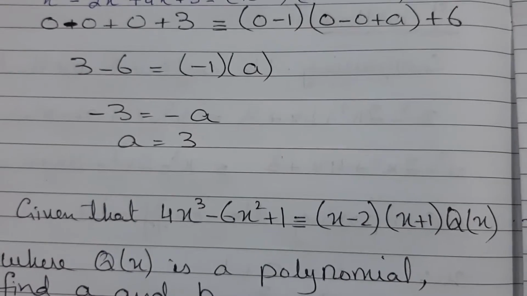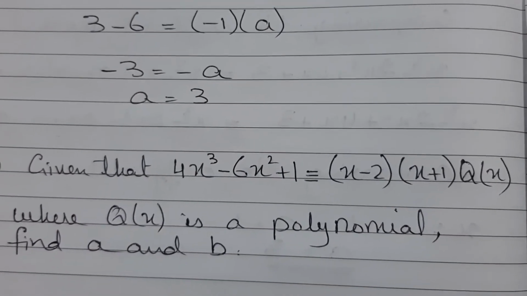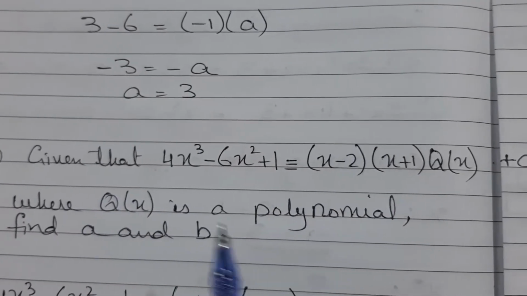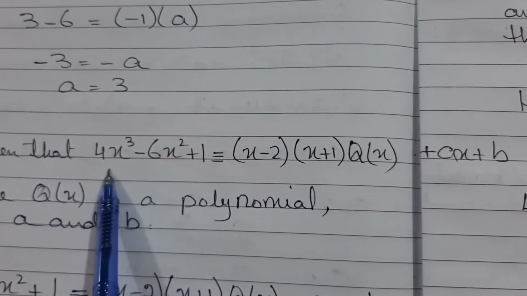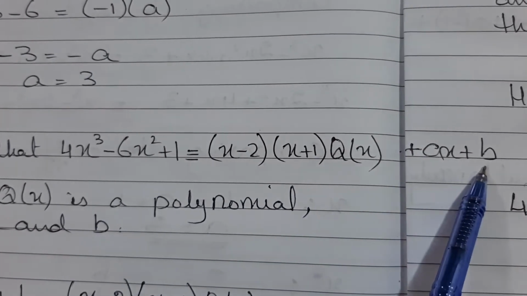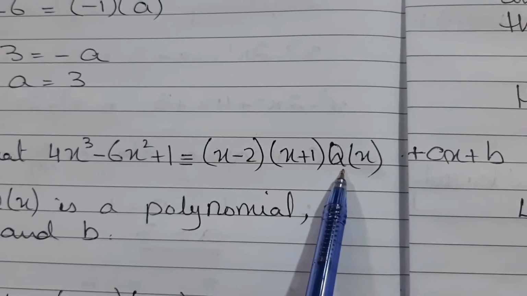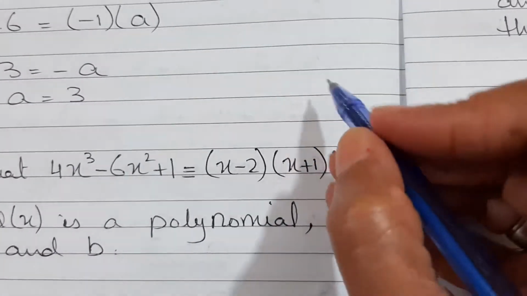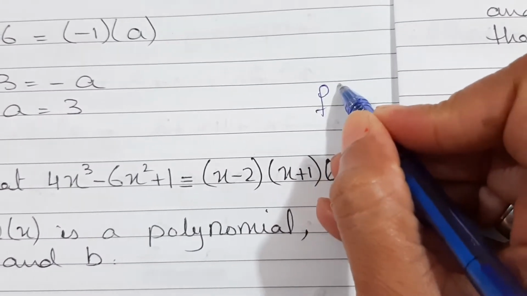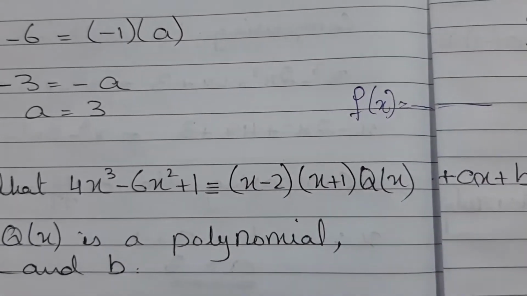This is also from the book. Okay, so the question is saying, given that 4x cube minus 6x square plus this is equal to this. It is still here, right? Now if you remember functions you have done in maths, sometimes you write an equation like this, f of x equals whatever the function is here.